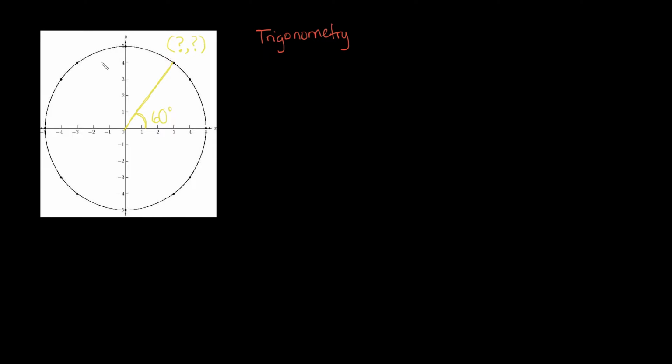And just to be making up names for things here, if we were thinking about creating trigonometry ourselves, we could go on and call the x position the cosine of 60 degrees, and we could call the y position the sine of 60 degrees. And this is the basis of trigonometry: these two functions, the cosine function, and then of course the sine function.